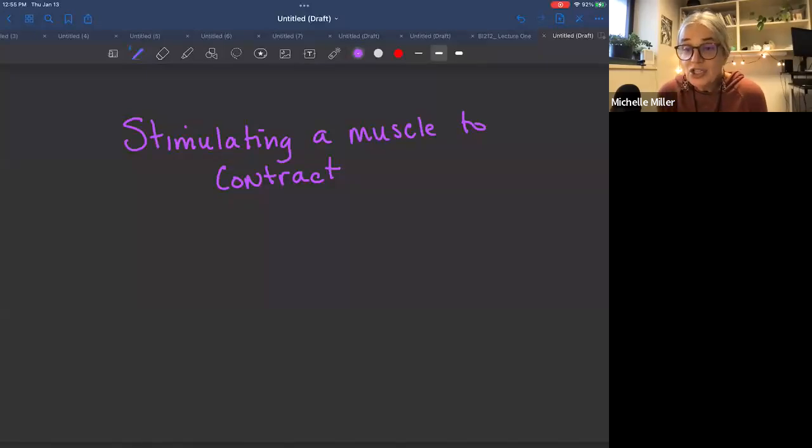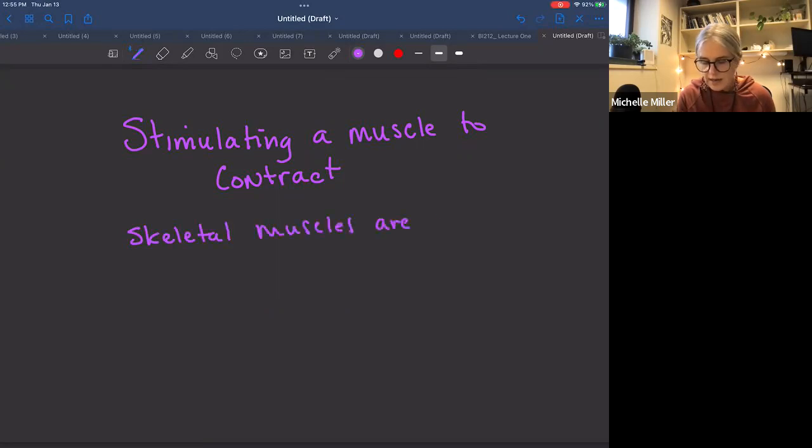We're going to talk about the stimulation of specifically skeletal muscles and how the nervous system can signal them to contract. When we look at the skeletal muscles, we can see that skeletal muscles are innervated by what are called motor neurons.